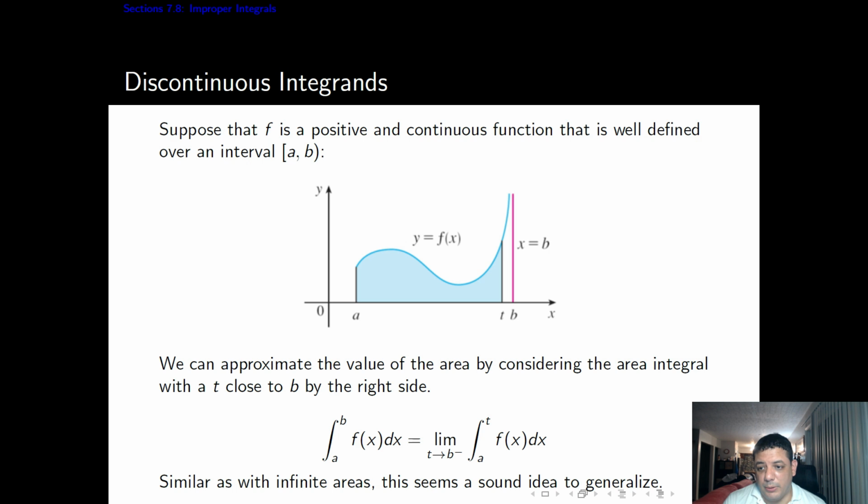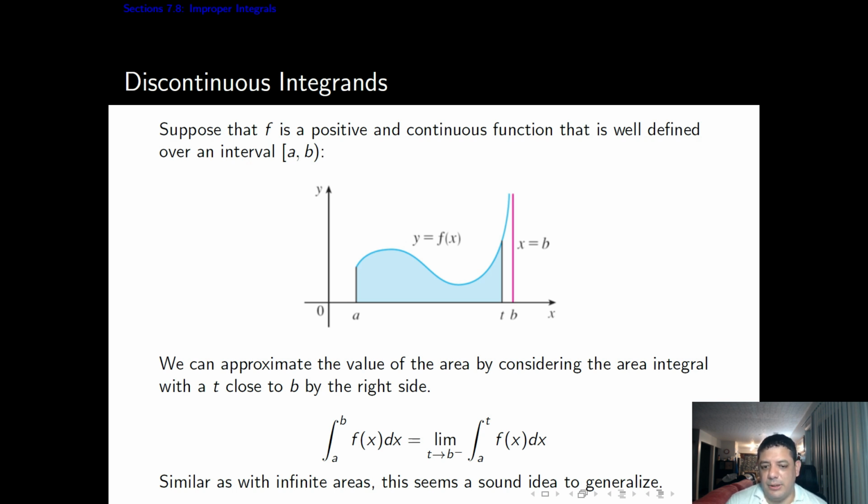The function is going to be well defined on the interval a to b, but on the edge b is going to have a problem of continuity. It's going to have an issue there. The function f is not going to be defined in b. Okay? So similar to what we did before, we can approximate the area under the curve by considering the area integral with a t close to b by the left side.